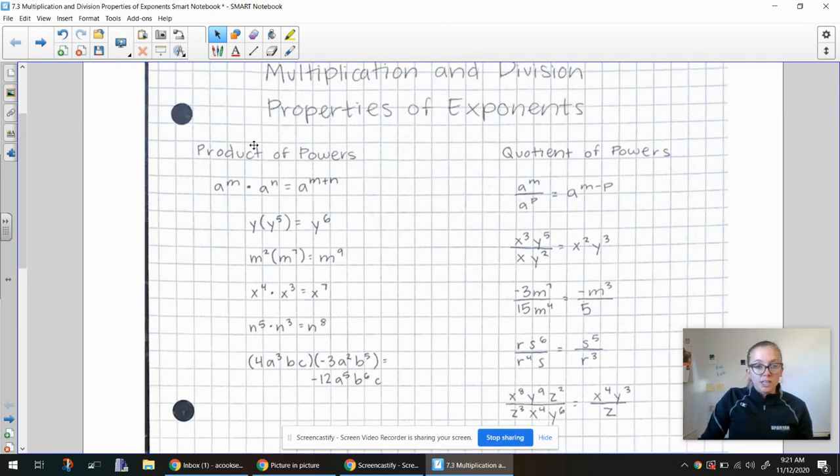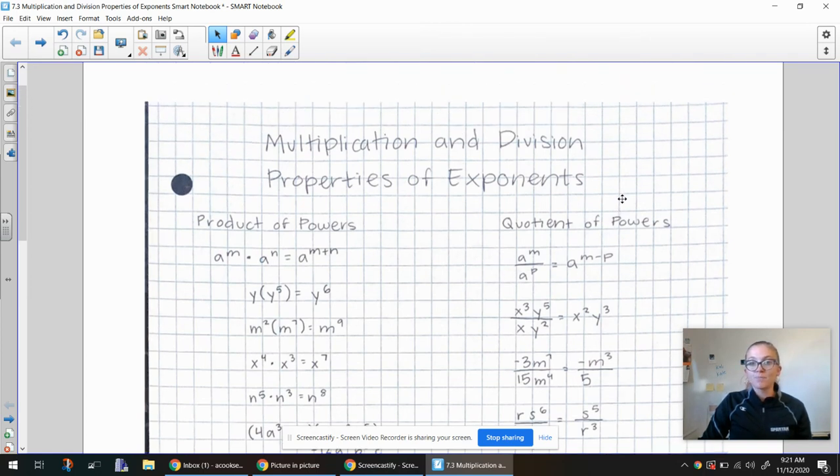So in this video, we talked about the product of powers. When we multiply exponents with the same base, we add the exponents, and the quotient of powers. When we divide exponents with the same base, we subtract the exponents.